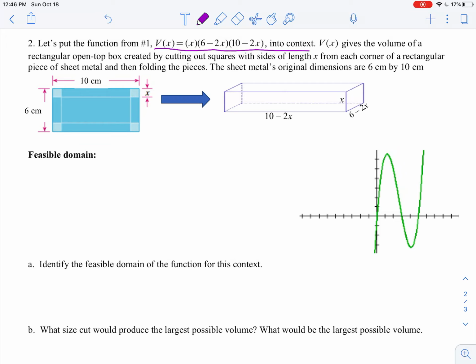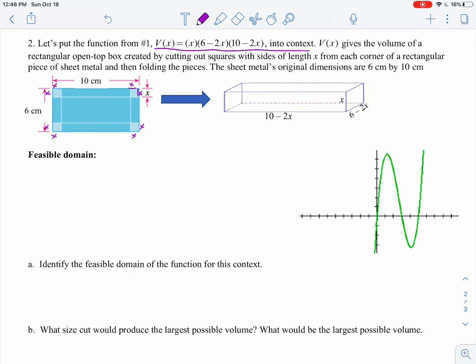Okay, so now we are taking a look at question 2, and we're going to keep using the same function as before, but now we're going to think about the context of this function. This function, v of x, is actually going to give us the volume of an open top box. So we're going to picture that we're removing these x values some distance from each corner so that we can fold the remaining part up into an open top box.